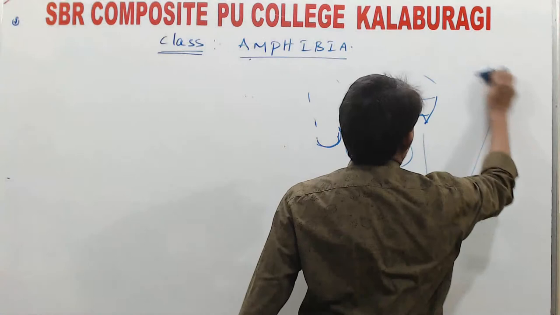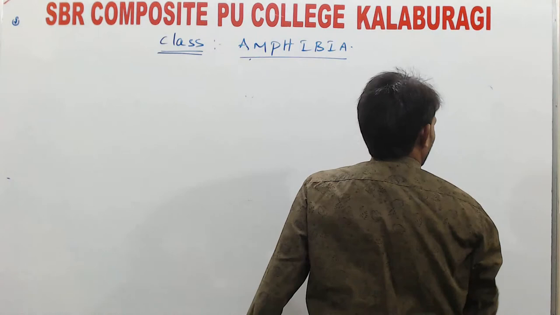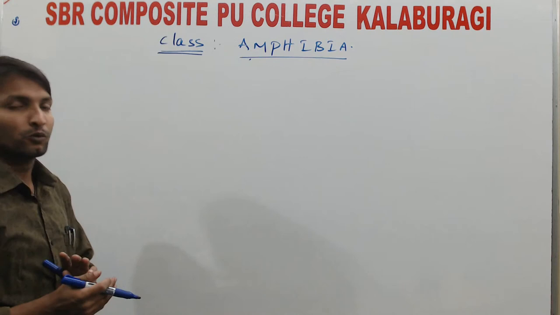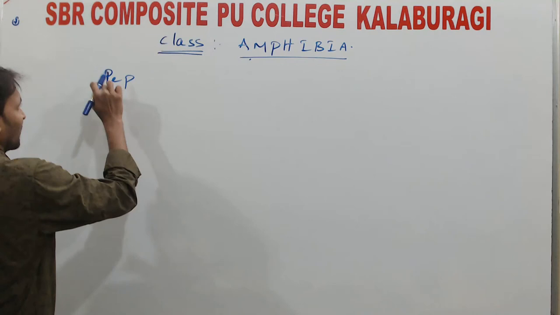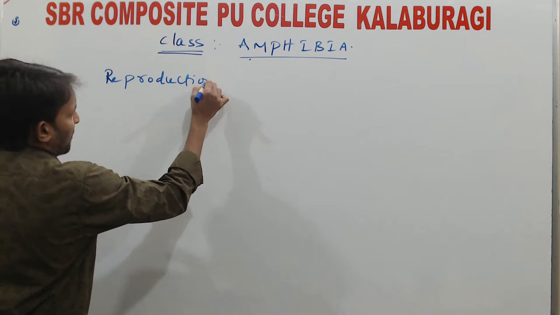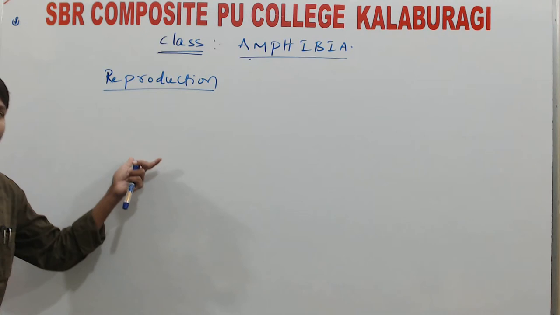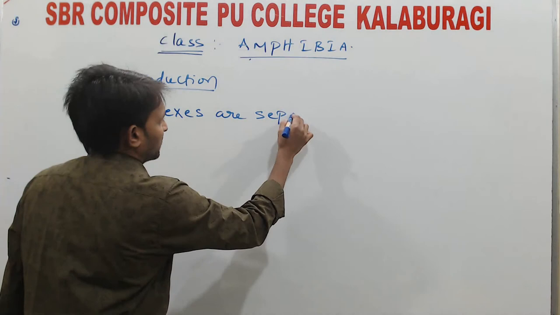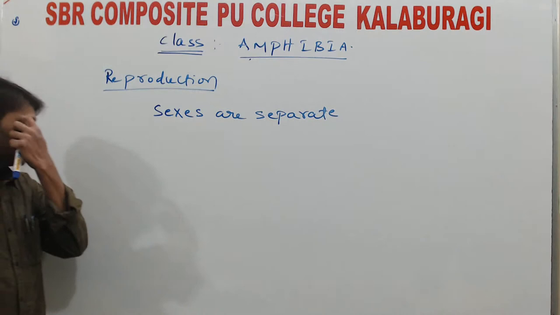Next thing, reproduction. These organisms reproduce sexually, as you know, but they also have a well-developed regeneration process. Later we will discuss that. First, reproduction we will see. Sexes are separate. Male and female organs are separate in this amphibia class of organisms. Unisexual organisms, dioecious condition.